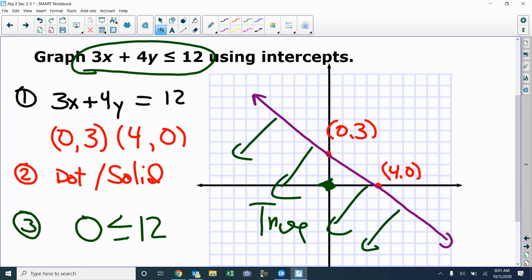So this one was a little different. I had to get the intercepts. Remember, how are we gonna graph lines? Either y equals mx plus b or the intercepts, okay? How does everybody feel? Okay? That's fantastic.